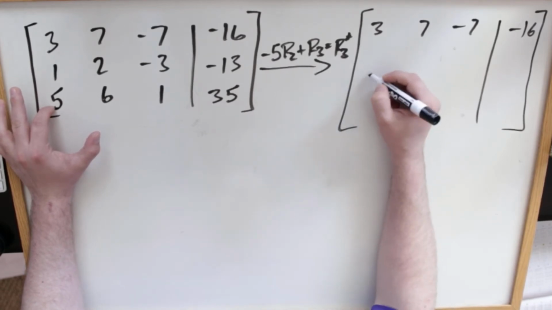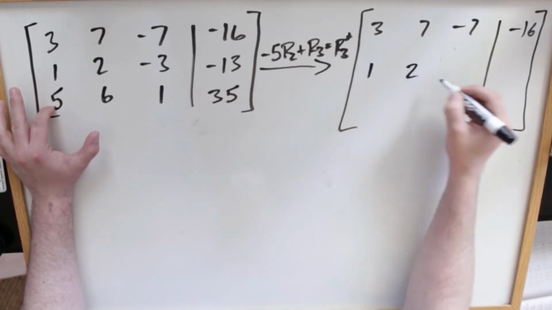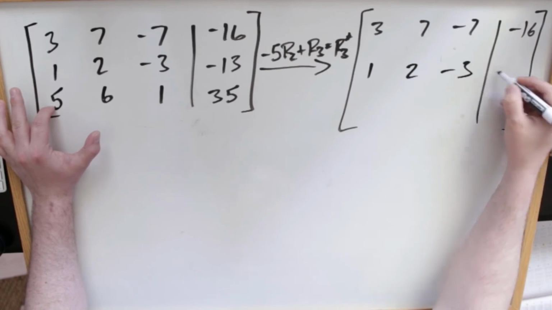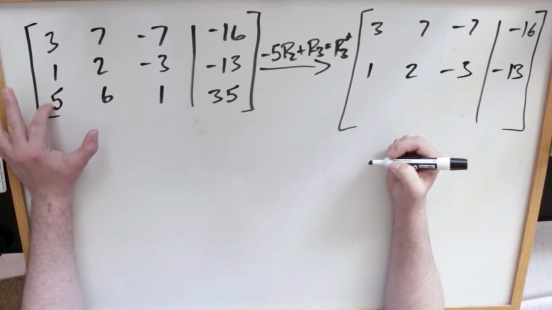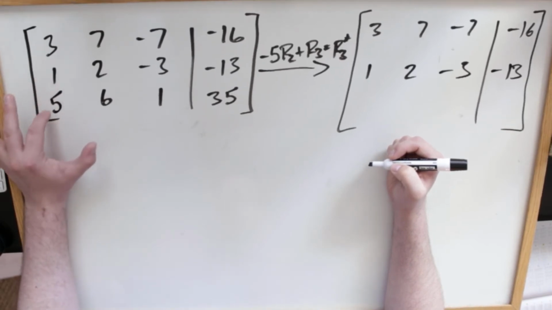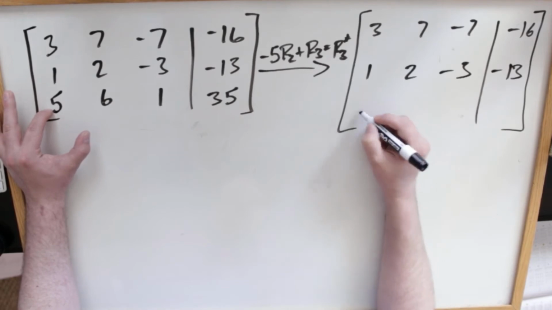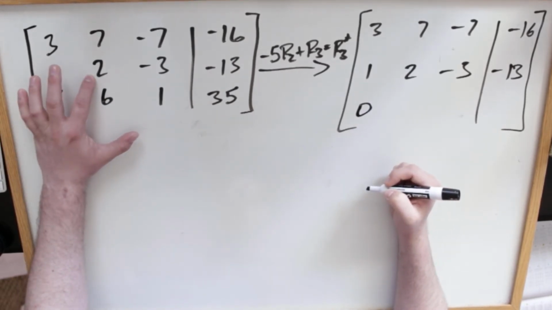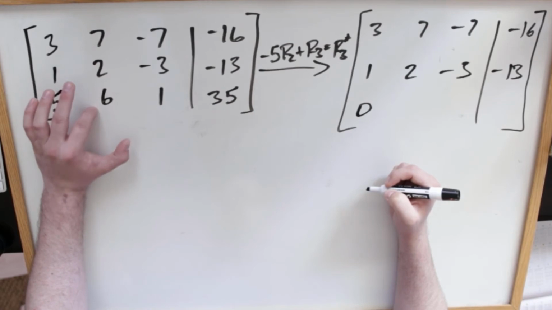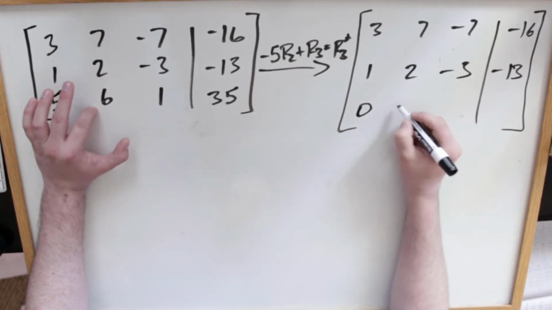So first off, let's rewrite row 2: -3, -13. We're going to get this to a 0. We always start with this, try to get this to a 0. So minus 5 times that plus that is going to equal 0. That's exactly what we want. Minus 5 times 2 is a minus 10. Minus 10 plus 6 is going to be a minus 4.